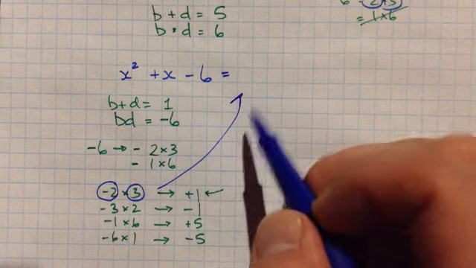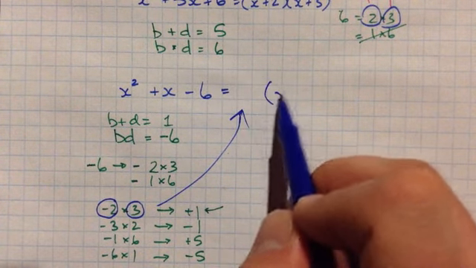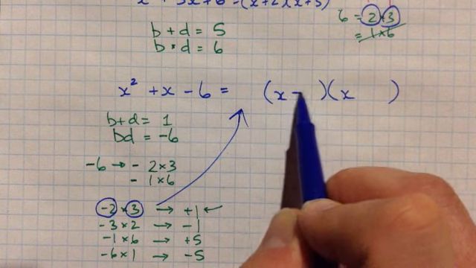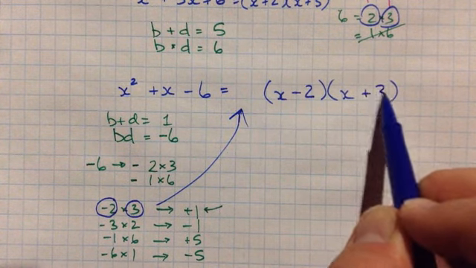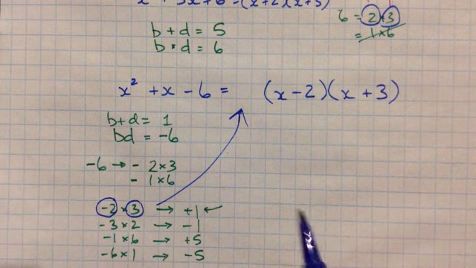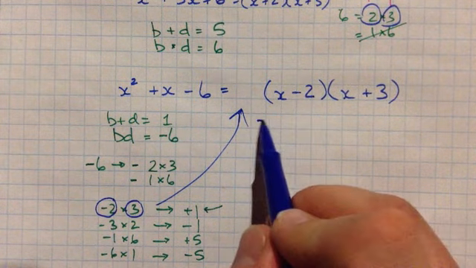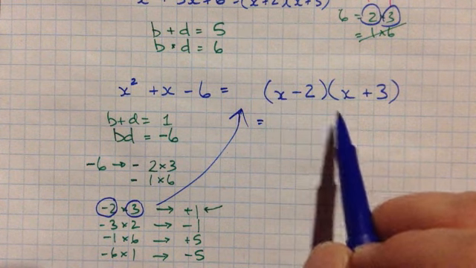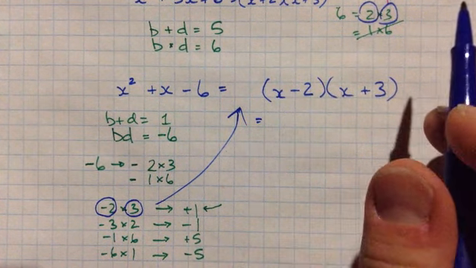So back up over to here. x, and what do I put in here? Negative 2 and positive 3. Let's just do a quick self-check to make sure that this is correct. To do the self-check, I'm going to do the opposite of factoring. I'm going to use the distributive property to multiply these binomials together.